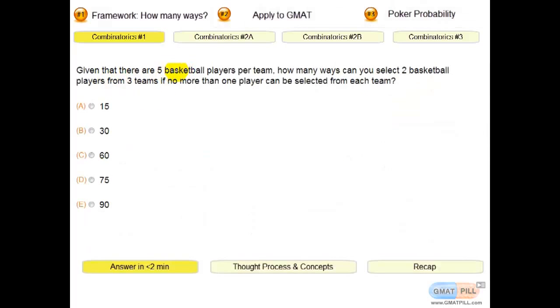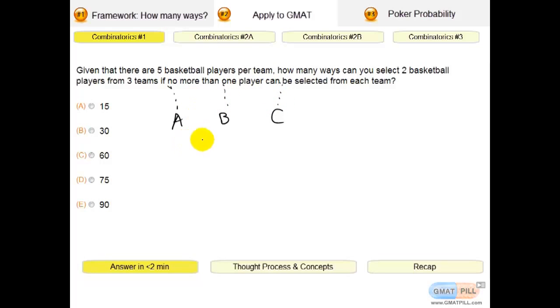Given that there are 5 basketball players per team, how many ways can you select 2 players from 3 teams? Alright, so there's 3 teams, A, B, and C. Each one has 5. So you can imagine a group of 5 people on each team.